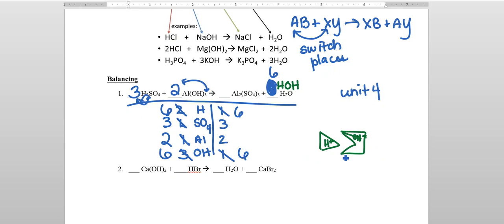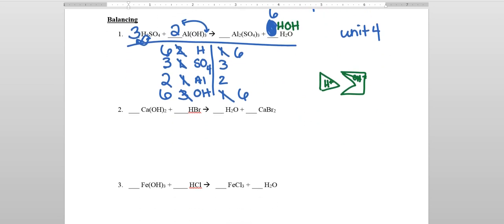Alright, let's do one more of these right below here. So again, let's tally my calciums, my hydroxides, my hydrogens, and my bromines. So over on the left, I've got 1 calcium, 2 hydroxides, 1 hydrogen, 1 bromine. Over here on the right, remember, I'm going to think of water as being HOH. So on the right, I've got 1 calcium, 1 hydroxide, 1 hydrogen, and 2 bromines.